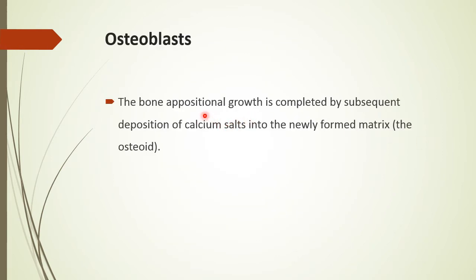The osteoblast. In the osteoblast, this process, previously explained, is called bone appositional growth. It is growth from the outside to the inside, from the direction of the osteoblast towards the bony matrix. Bone appositional growth is completed by subsequent deposition of calcium salts into the newly formed matrix, the osteoid. In short, it's completed by calcification of the osteoid, the addition or deposition of calcium salts into the osteoid.